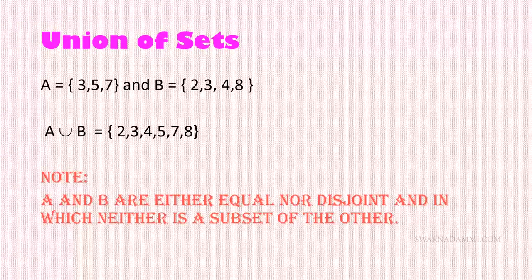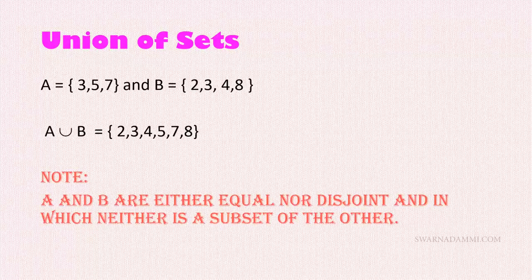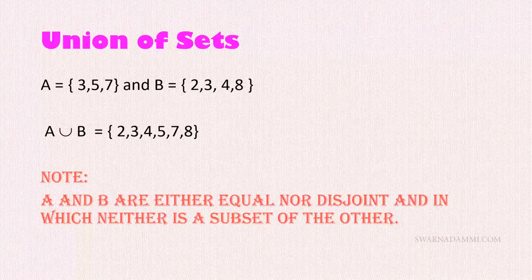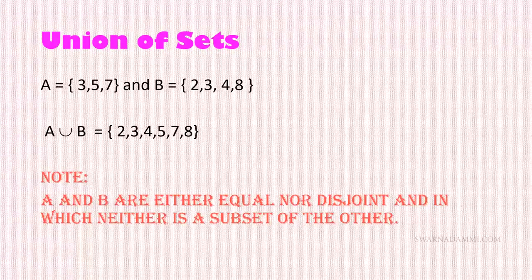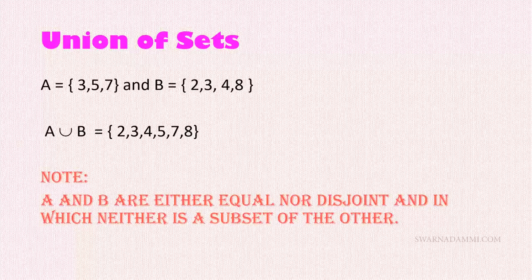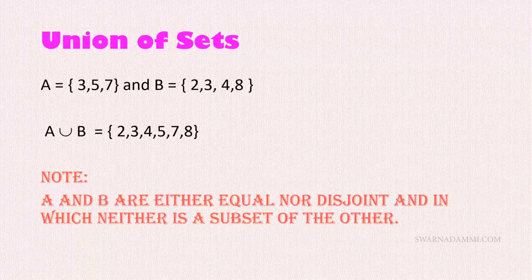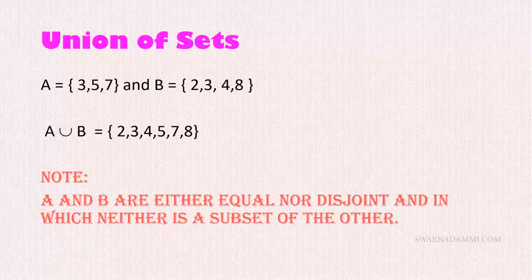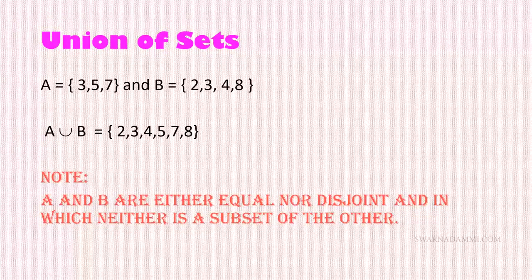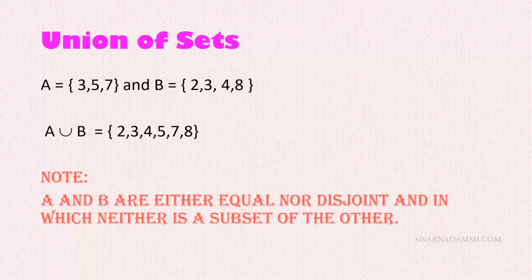Here is the union of sets. A is a set and B is a set. Elements of A are 3, 5, 7. Elements of B are 2, 3, 4, 8. Then we can write down A union B equals {2, 3, 4, 5, 7, 8}. We can write down the union of sets as 2, 3, 4, 5, 7, 8.